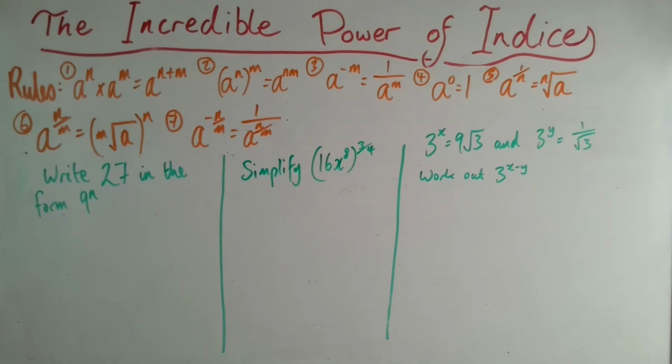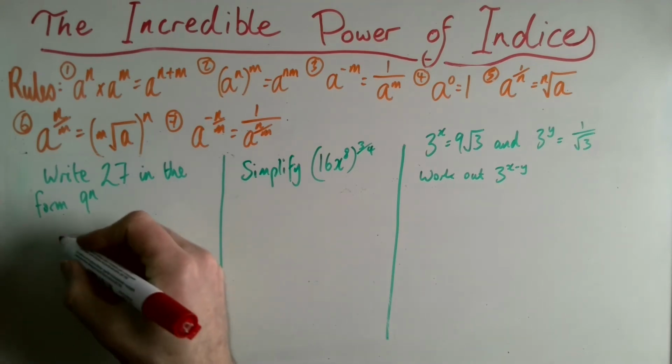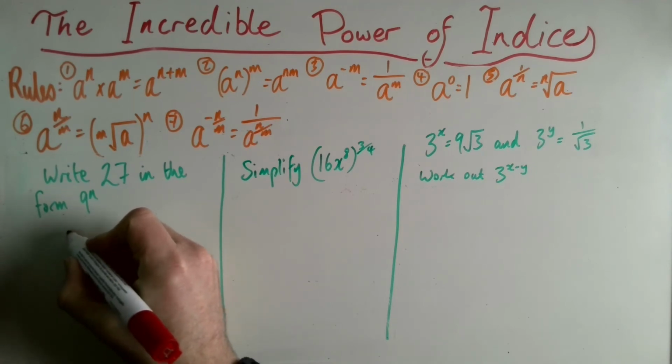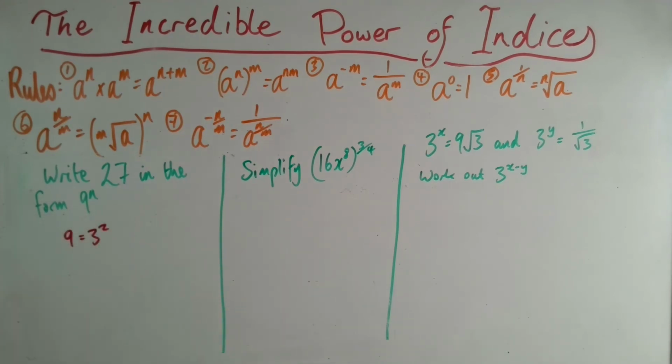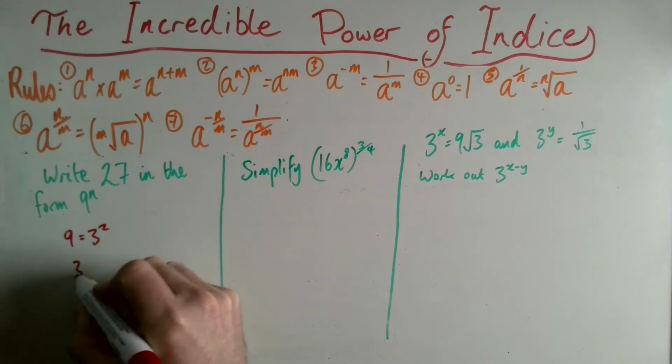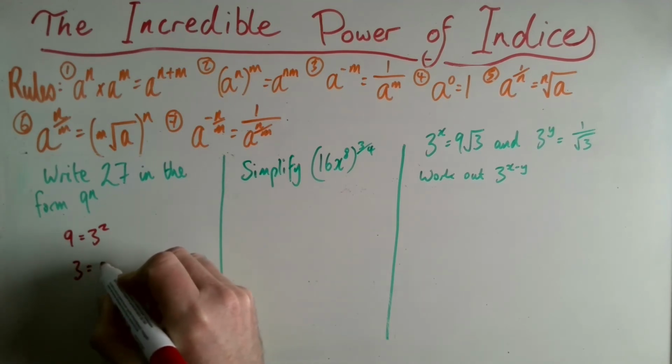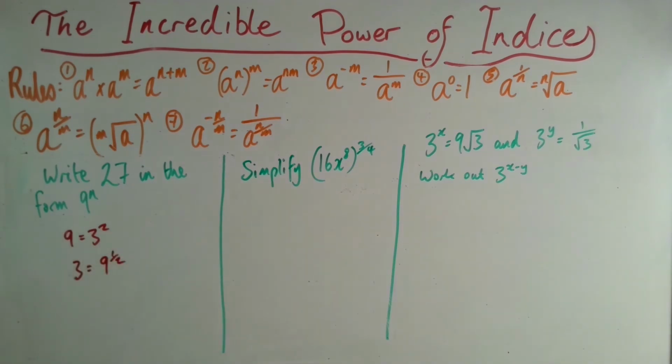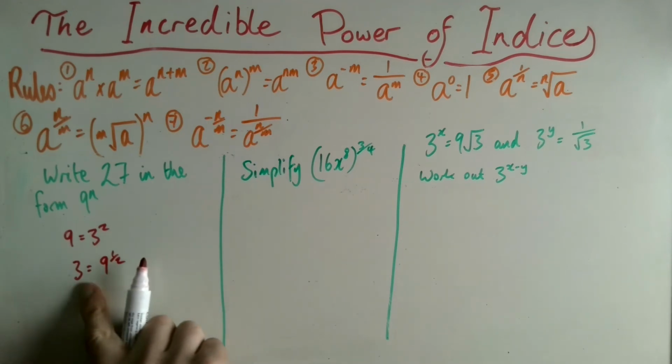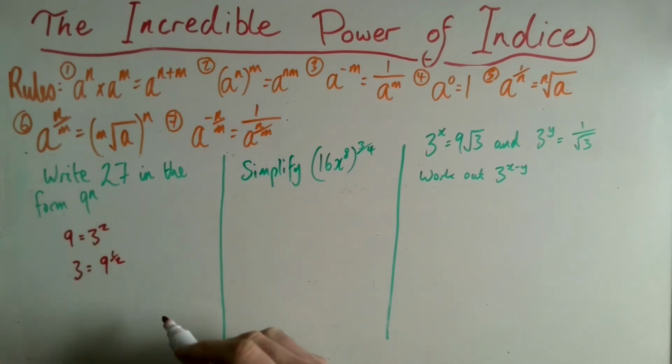Right, so when it says 27 in the form 9 to the power n, the first thing you'll realise is that 9 squared is 81, so how can you get to 27? But you probably also realised 3 squared is 9 and 3 cubed is 27. So that's part of it. We could say that 9 equals 3 squared, but we could also say that 3 equals the square root of 9, or 9 to the power a half. And that's the key, because it's 3 that you want to cube to get to 27.